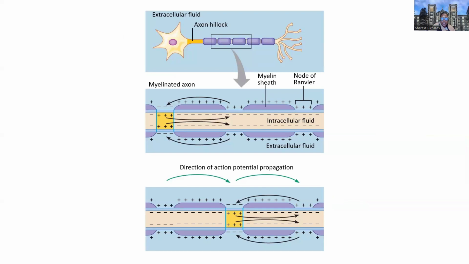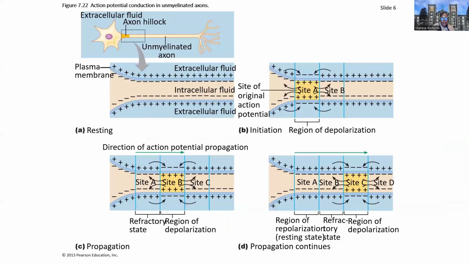Alternatively, in unmyelinated neurons, we would see that the action potential is going to hit every single segment. These are usually smaller neurons and are usually more involved with either sensory functions or in some cases autonomic functions. So in this example, along the length of the neuron, site A, site B, site C, the action potential is going to propagate every single segment.